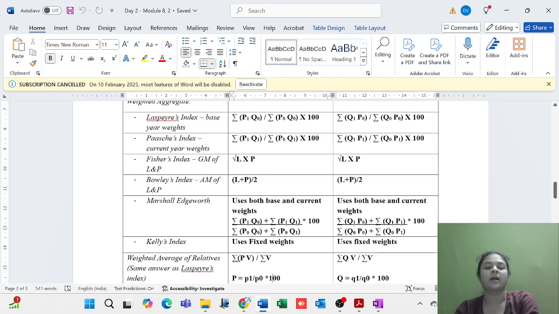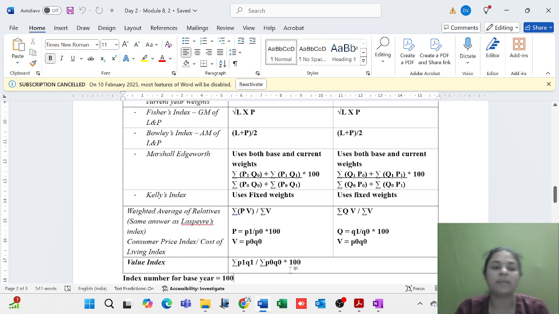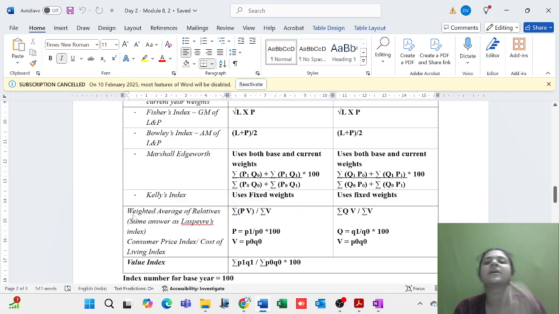Okay. And the last part will be weighted average of relatives, which will be sigma PV by sigma V or sigma QV by sigma V. If the question asks you to find out weighted average of relatives and they are not giving you the weights, then just do Laspeyres' index and you will get the same answer.